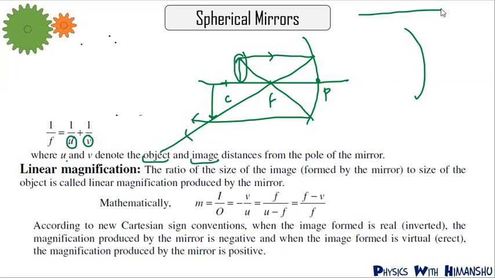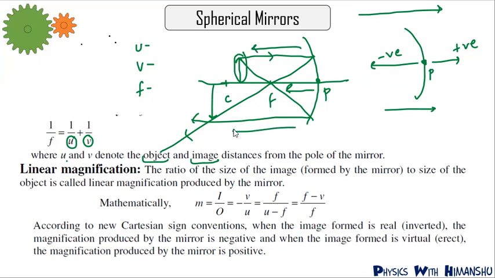If light is traveling in this direction, anything measured from the pole in the direction of light will be positive. Anything measured from the pole in the opposite direction will be negative. So in this case, U will be negative, V will be negative, and F will also be negative, because the focus is also on the backward side, the object is on the backward side, and the image is on the backward side.